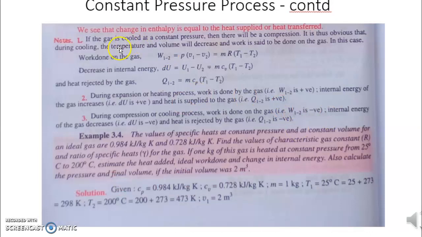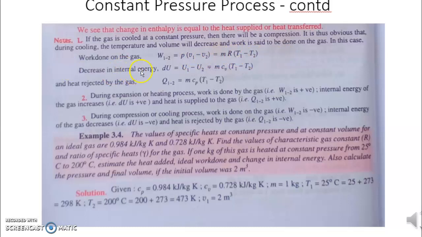Now if the gas is cooled at constant pressure, we will have compression. If the gas is heated, it will be an expansion process. If the gas is cooled, it will be a compression process. During this cooling and compression process, the temperature and volume decrease and work is done on the gas. Work done on the gas equals W1-2 equals P into V1 minus V2, which is mR into T1 minus T2.